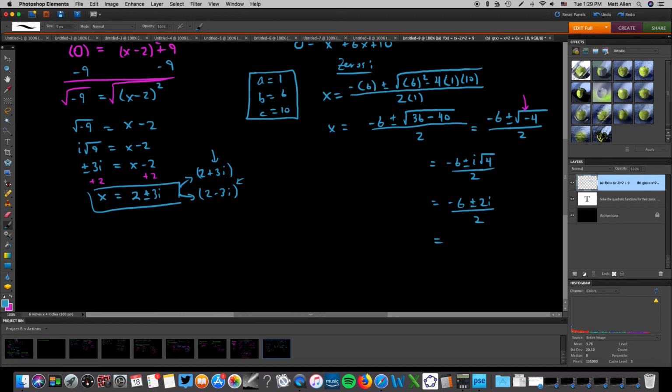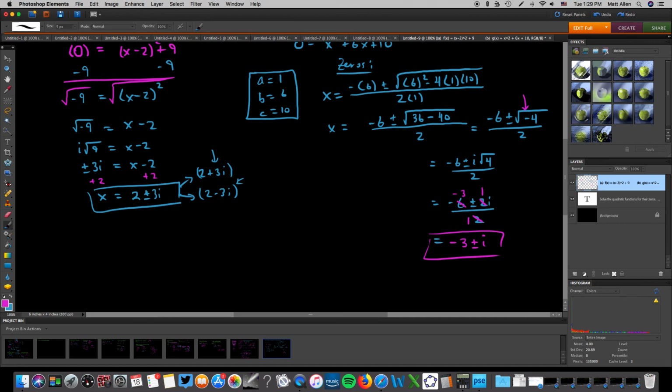And because the top and the bottom, every term shares a common factor here, we can divide each of these by a 2, which gives us a 1, and a negative 3. So we get negative 3 plus or minus i would be our two complex number solutions here.